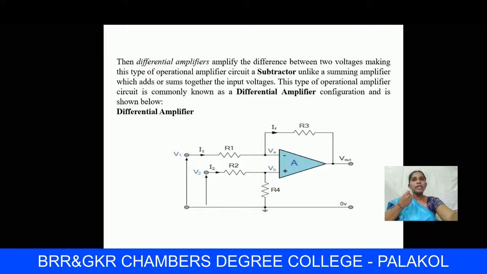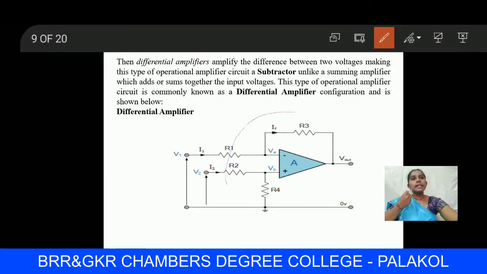Okay, so now we will move to the basic definition of a differential amplifier. A differential amplifier amplifies the difference between two voltages. That is called a differential amplifier. That means the differential amplifier amplifies the difference between the two voltages, and it produces the difference as the output.